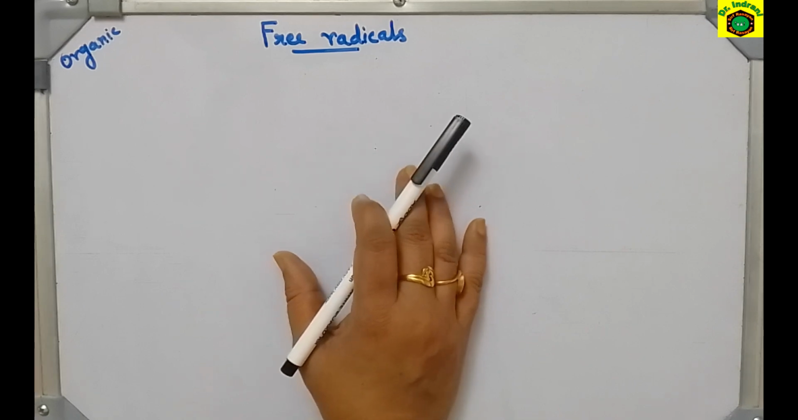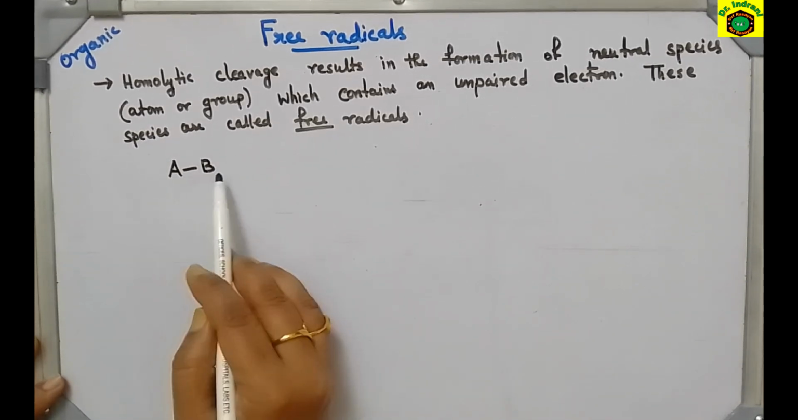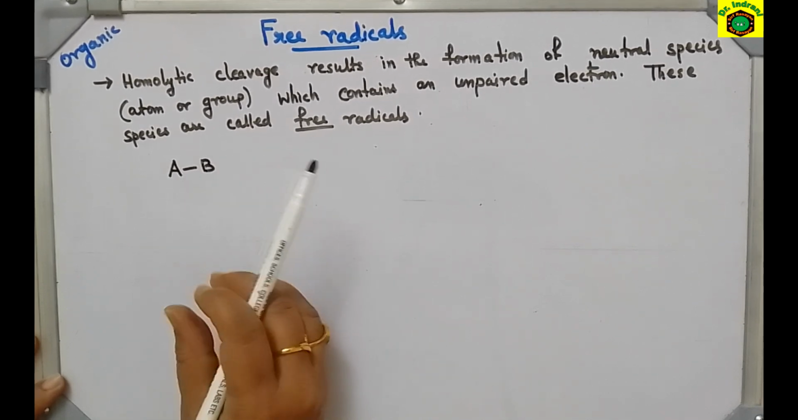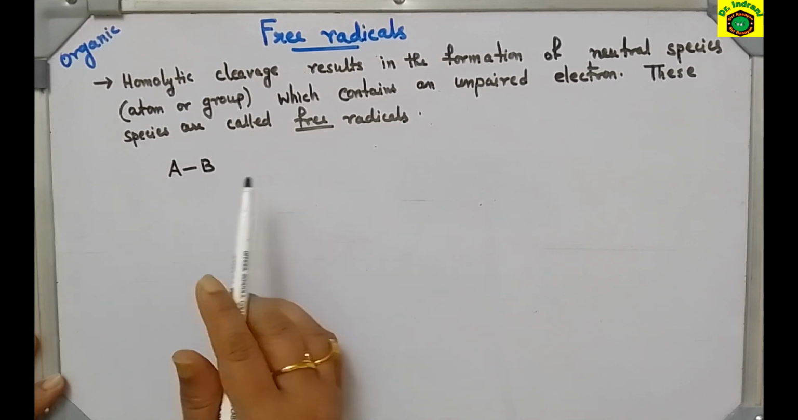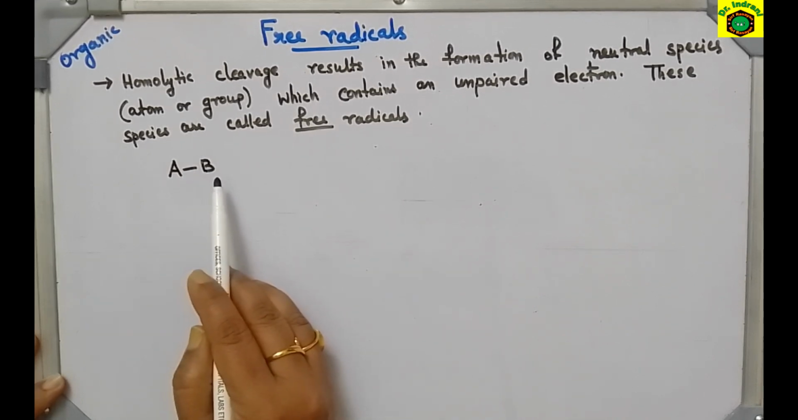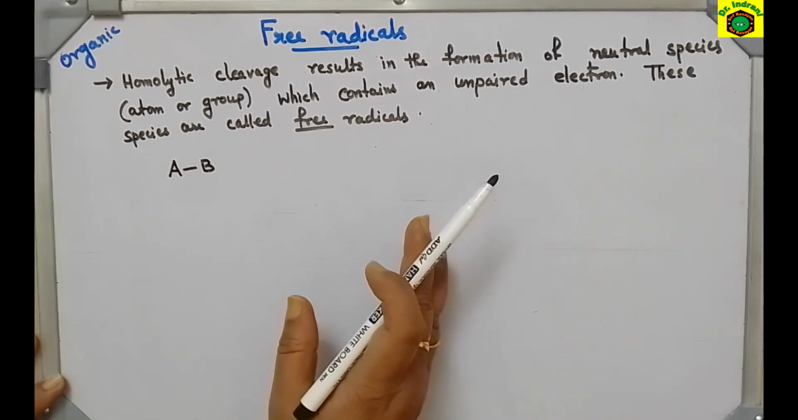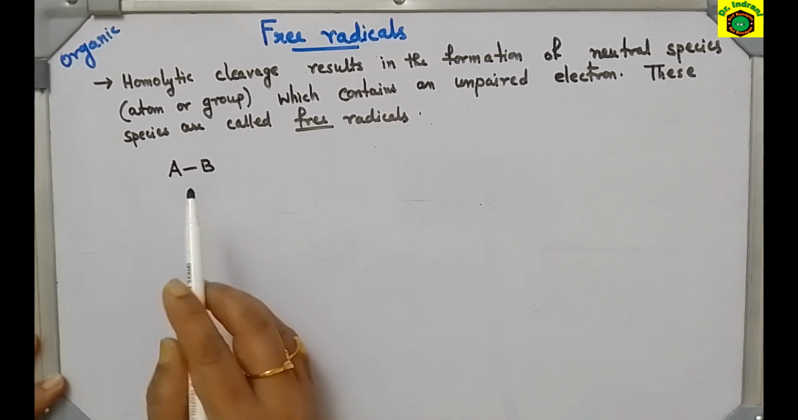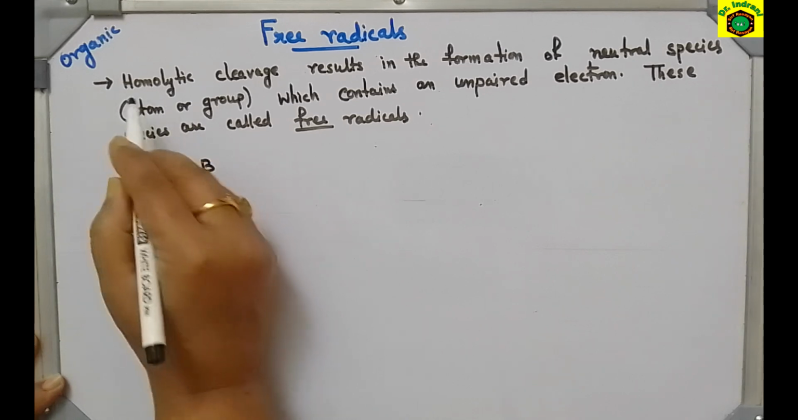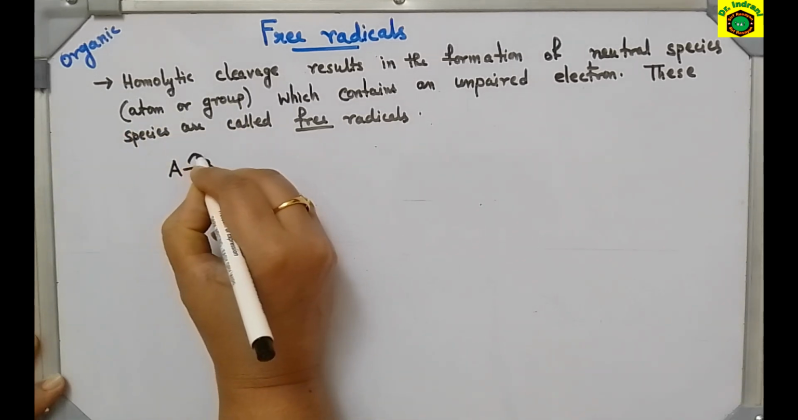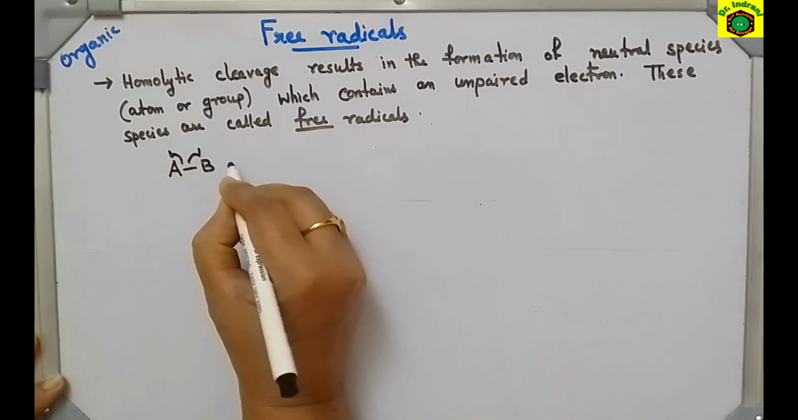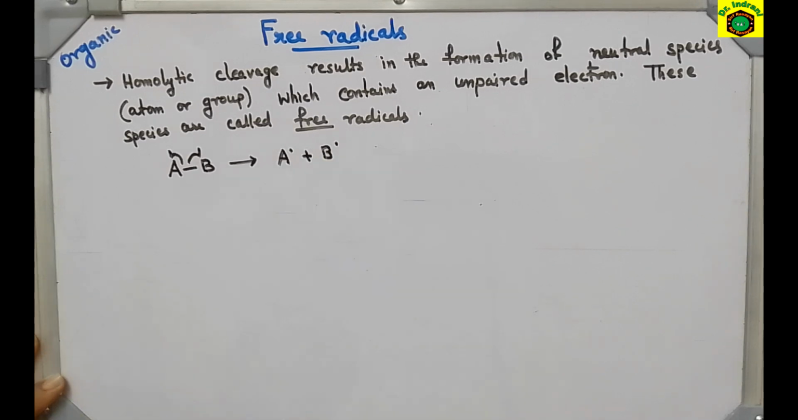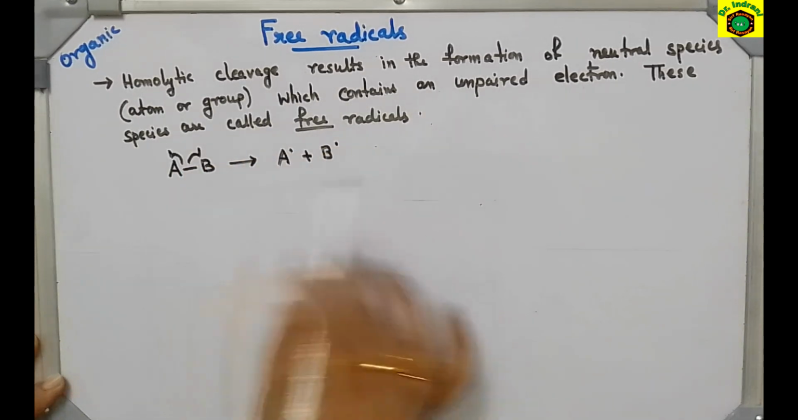Let's start free radicals. Now see, between two atoms A and B, there is one covalent bond. If A and B are having higher electronegativity difference, then by heterolytic bond cleavage, carbocation and carbanion will generate. But if A and B are having comparable electronegativity, then what will happen? The bond will cleave by homolytic cleavage. So, homolysis will take place and we will get free radicals. So, it is written homolytic cleavage gives free radicals.